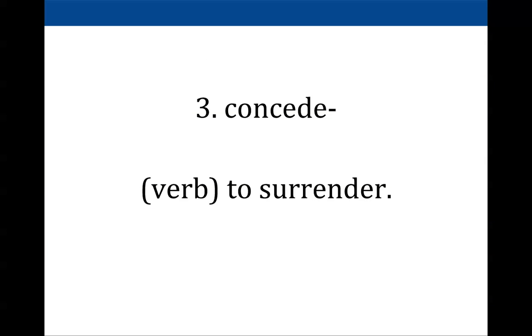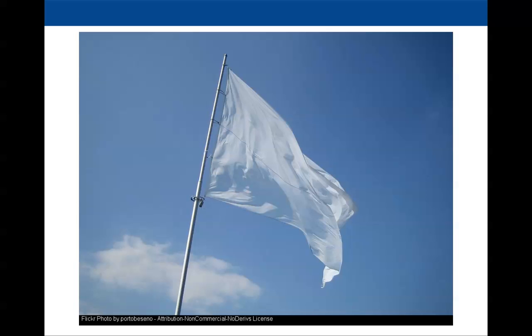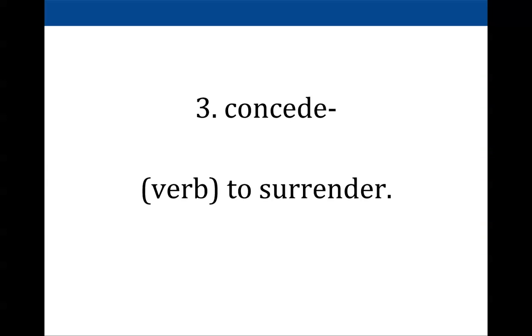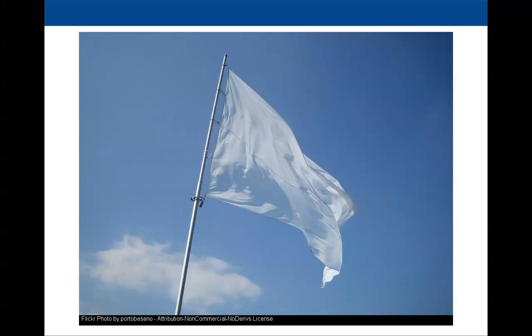Third word is concede, and concede is a verb, and it means to surrender, to give up, usually to give up power in some kind of situation. Make sure you spell this word correctly with the C in the middle. And the white flag is the universal symbol for surrendering, right? When you're fighting a battle with someone, the side that's surrendering will wave the white flag, so the war or the battle will end. And oftentimes in shows or cartoons, you'll also see the white flag raised and waved when one character or one person is surrendering, and this is a verb.